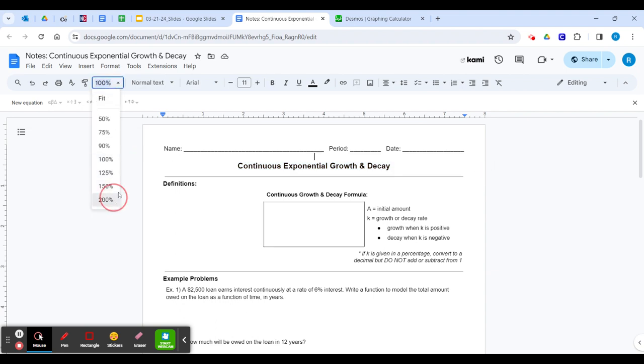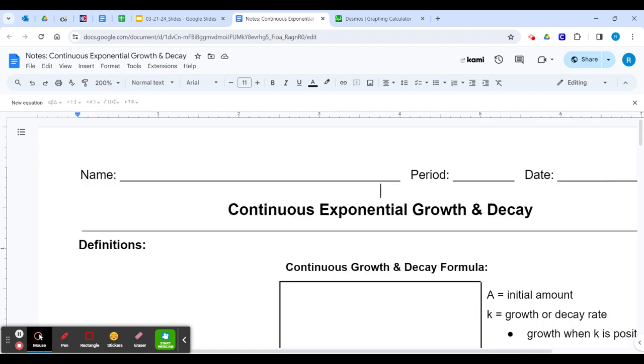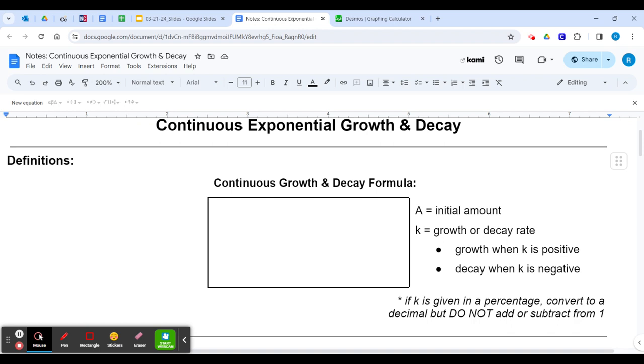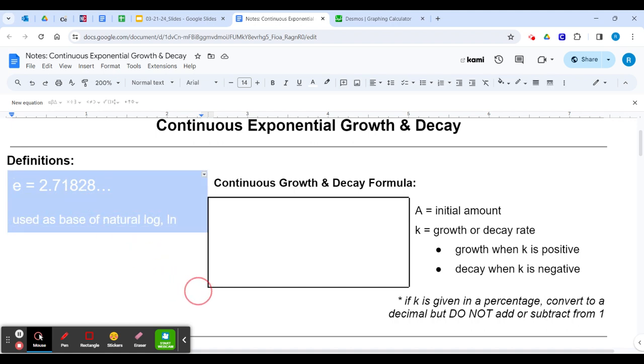So I'm going to zoom in here and do our work together through this note sheet, because we're going self-paced. We're not going through slides today. So let me highlight our definitions here in blue. Some definitions to get down.